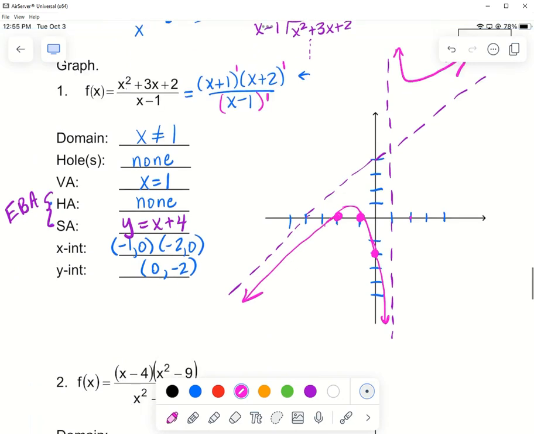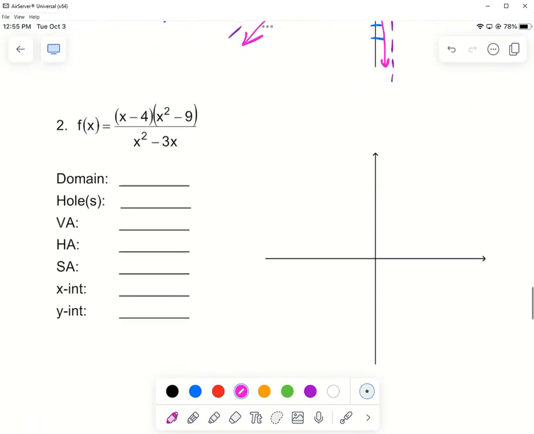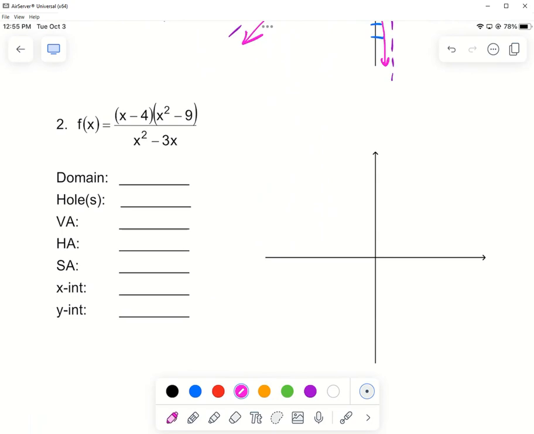All right, let's look at the next one. And that is my beautiful, lovely graph. Let's see if we can do this next one. So I hope that you will pause, maybe try to do this one on your own, and then come back. All right, here we go.